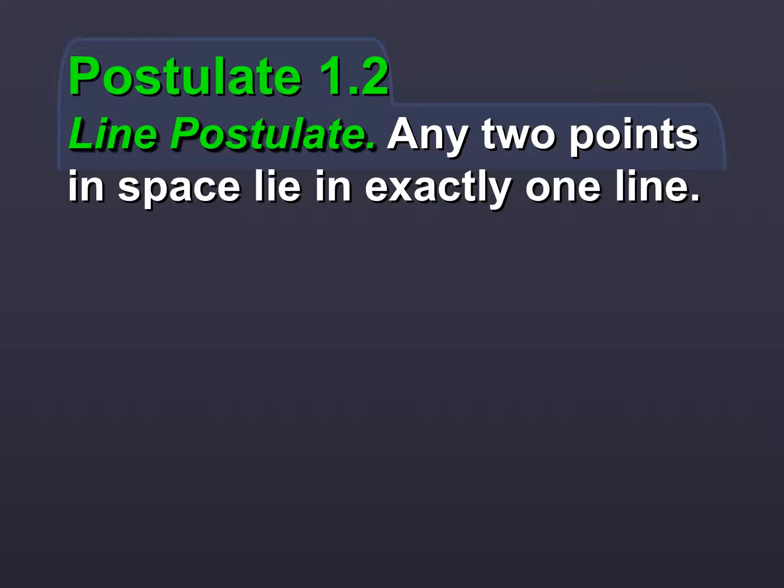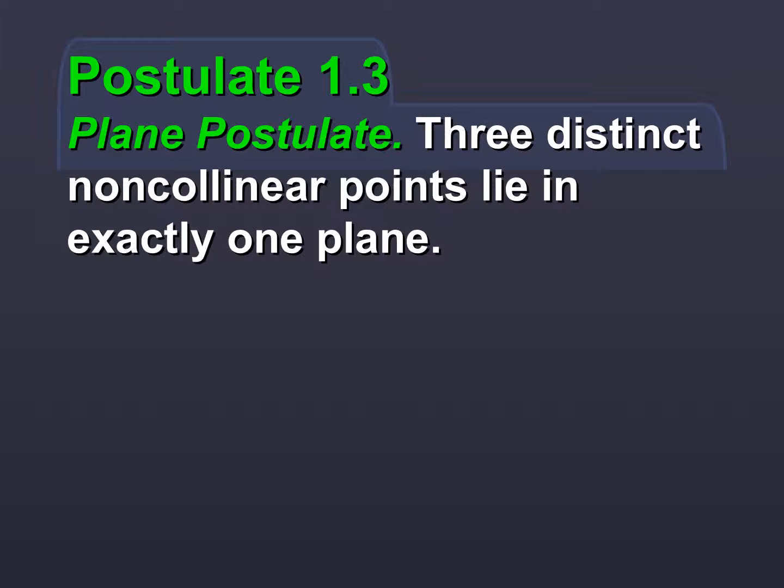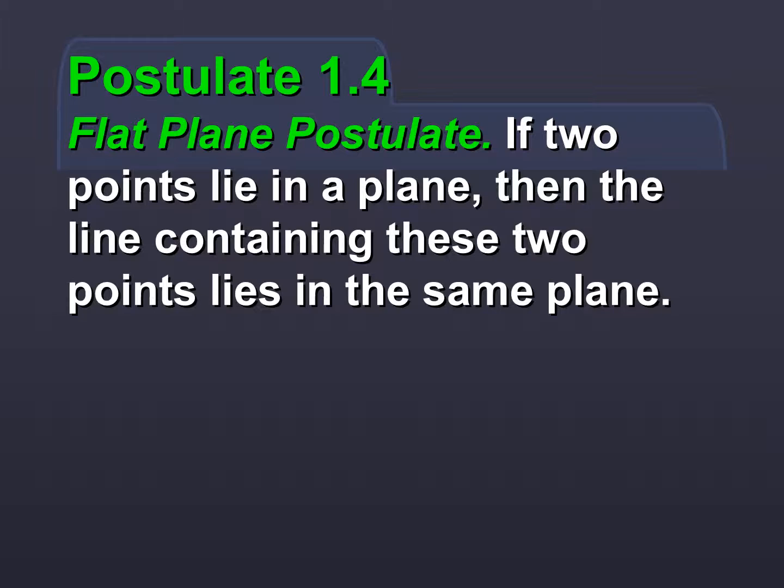Then our second postulate is the line postulate. This says that any 2 points in space lie in exactly one line. Then we have the plane postulate, and that says 3 distinct non-collinear points lie in exactly one plane. Then we have the flat plane postulate. If 2 points lie in a plane, then the line containing these 2 points lies in the same plane. So if you have 2 points in a plane and you connect those 2 points, the line connecting them is also going to be in the same plane as those 2 points.